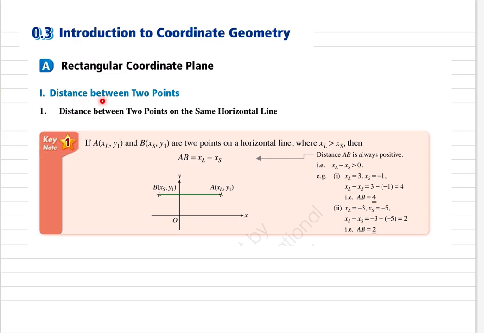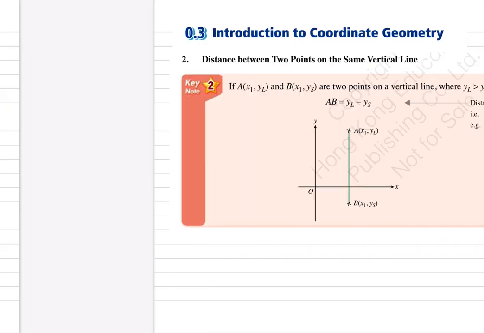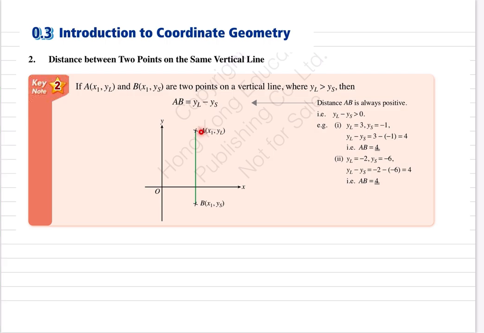For example, if we have a distance between 2 points on the same horizontal line, then we simply know that the y coordinates are the same. So the difference will be their x coordinates. If it is a vertical line, then the x coordinates are the same. So the difference will be their y coordinates. Let's say if the larger value of y is 3 and the smallest value of y is -1, then the distance is 3 and 1 altogether is 4. So the distance between 2 points is like this.